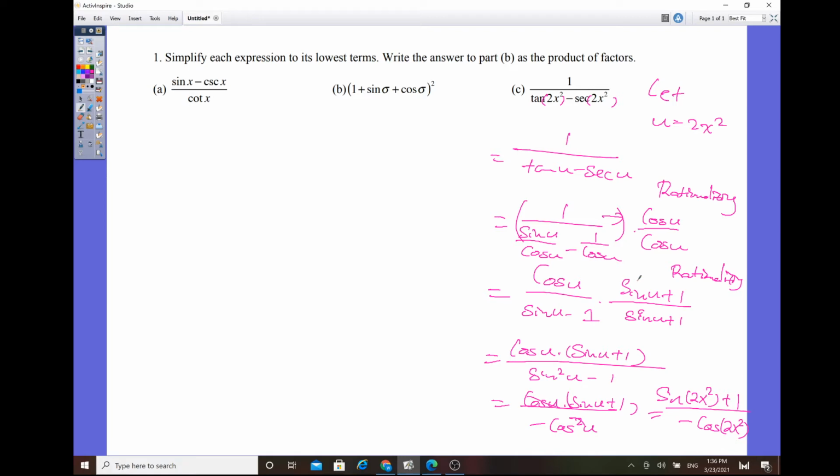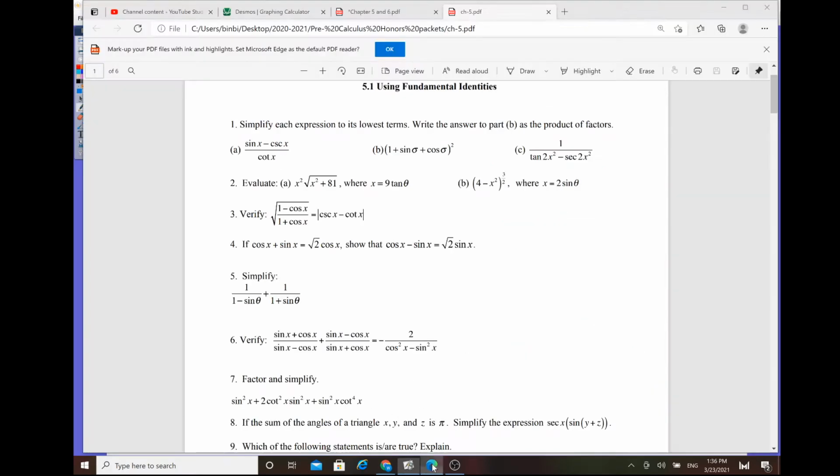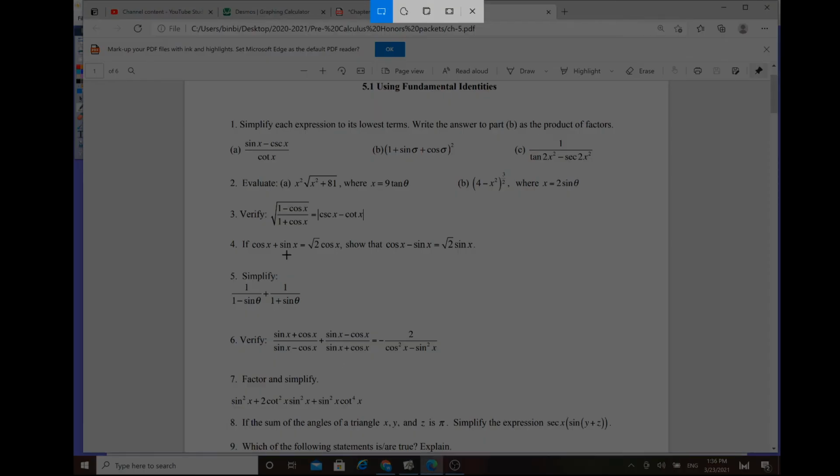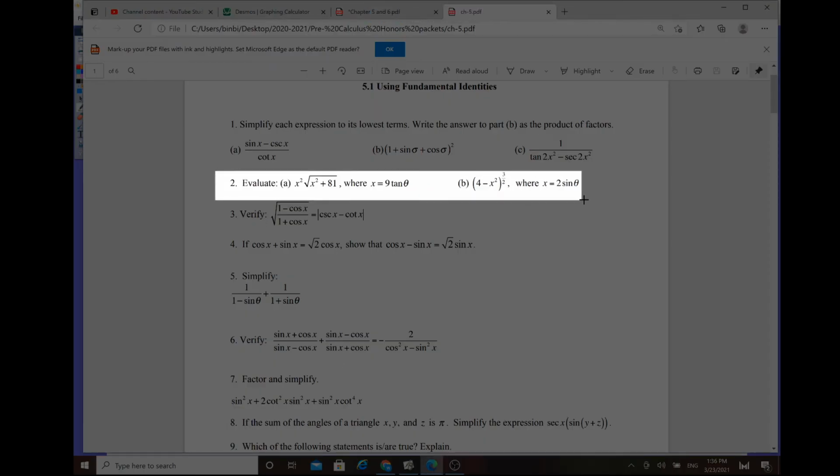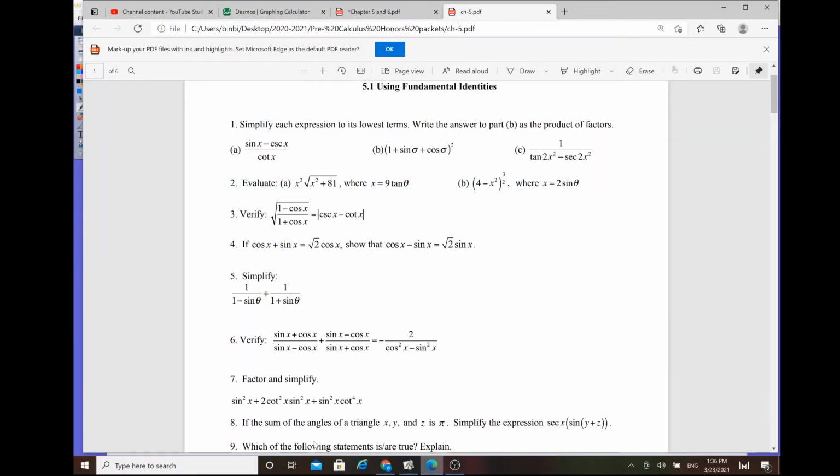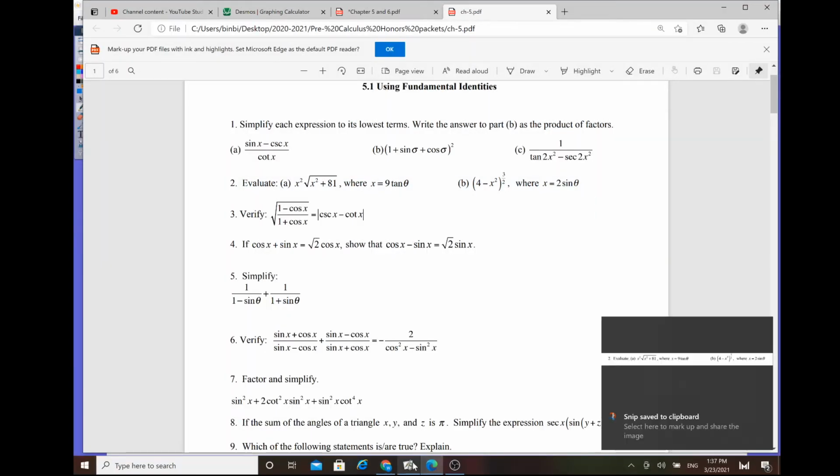Okay, so now back to the template. Let's see what else we got right here. Number 2, that's just like using a bunch of substitution. So we'll do 2a and b.